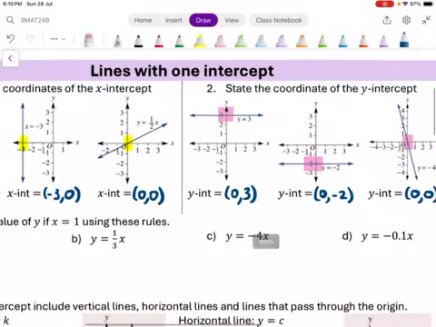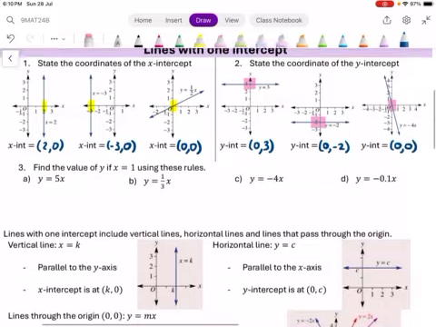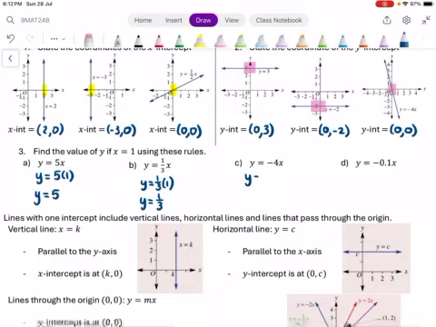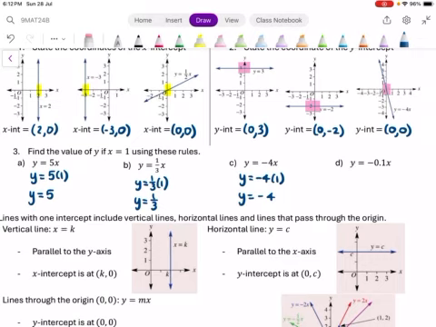For question 3, we want to find the value of y if x equals 1 using these rules. That means we want to substitute in x equals 1 into all of these equations where we have an x. For our first one, y equals 5x, we'll have y equals 5 lots of 1, so y is equal to 5. For our next one, y equals a third x, we have y equals a third lots of 1, so y equals a third. For C, we have y equals negative 4x, so y equals negative 4 lots of 1, and y will equal negative 4. And for D, we have y equals negative 0.1x, so we'll have negative 0.1 lots of 1, which is just y equals negative 0.1.